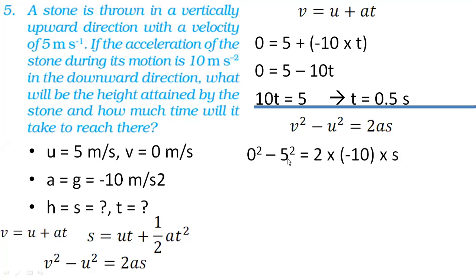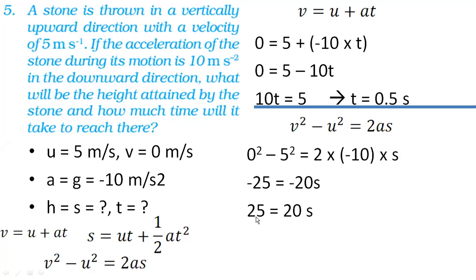Fine. So 5 square is 25, that we already know. So let me put that. 5 square is 25. And 2 into 10 is 20. But the minus sign has to be kept as it is. And this is S, not second. This is S, distance traveled. Now I can cancel that negative with negative, it will become positive. So 25 is equal to 20S.